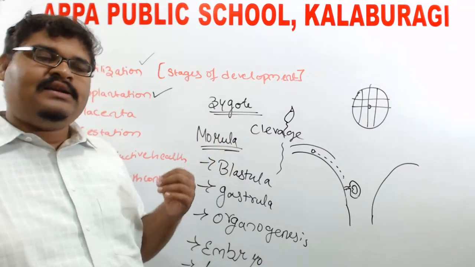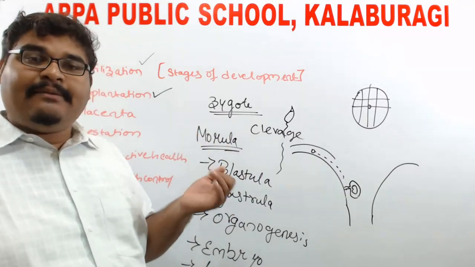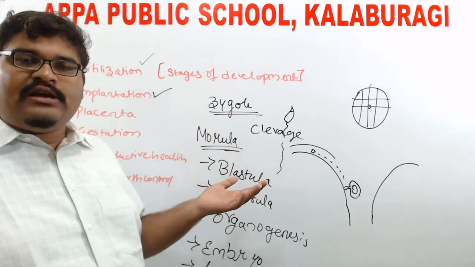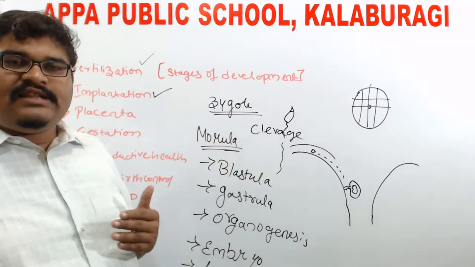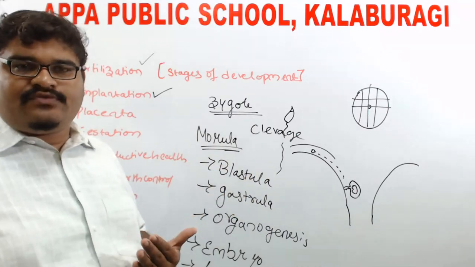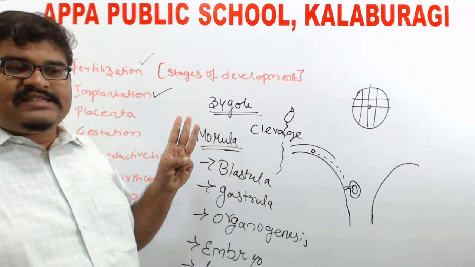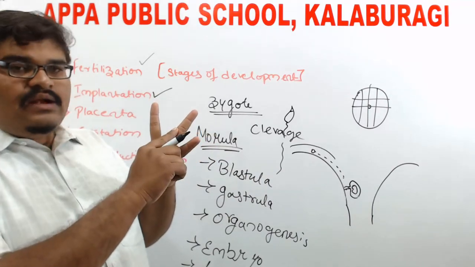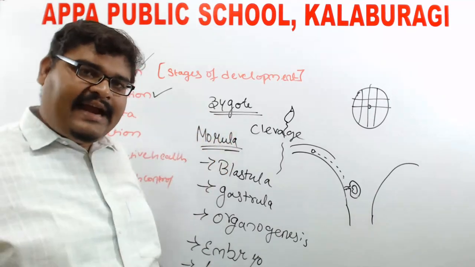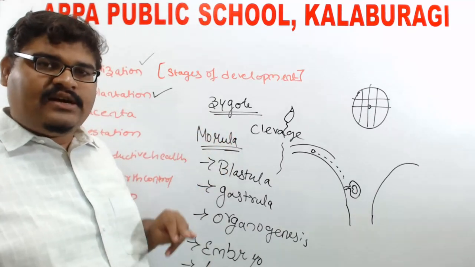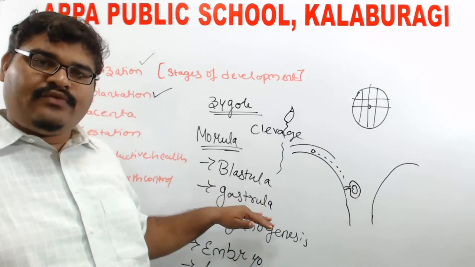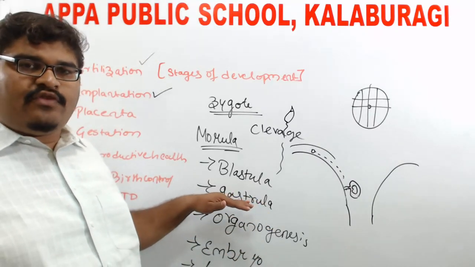the ectoderm, the external part, the mesoderm, the middle part, and the last one, the endoderm, the internal parts of the body. Three germ layers are going to form: ectoderm, outer parts, middle mesoderm, inner endoderm. These three germ layers forming in the gastrula is also one of the key important stages in the development of the fetus.